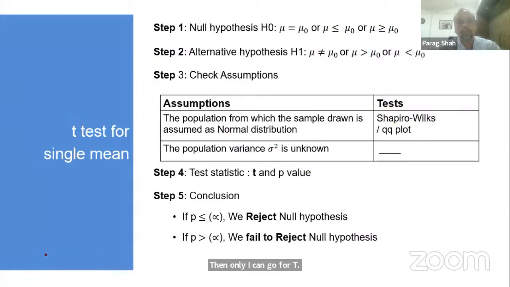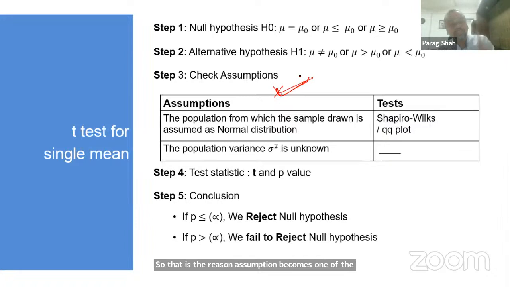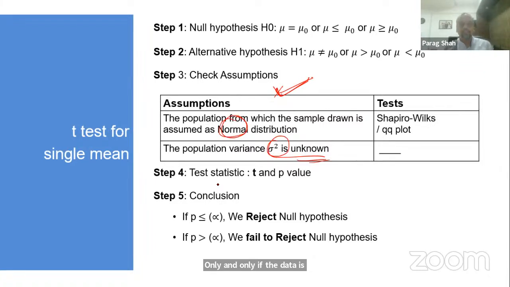Unfortunately, whenever a research paper comes to us as a referee or as an editorial board, no one is checking this. They always go for t-test. Even some of the PhD guides tell their students, I want t-test in your thesis, I want t-test in your paper. They never check, is it applicable or not? So that is the reason assumption becomes one of the very important parts: you can use t-test only if the data is normally distributed and variance is unknown. Then step 4 and 5 is okay.